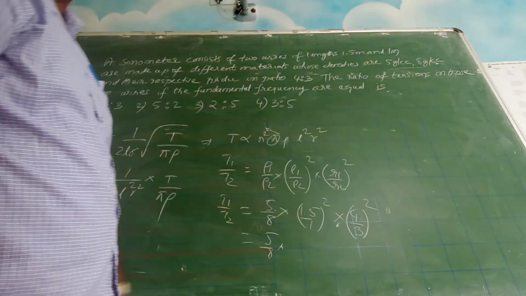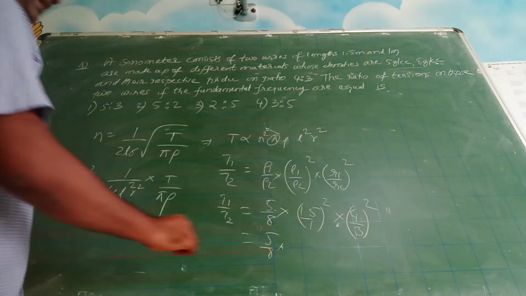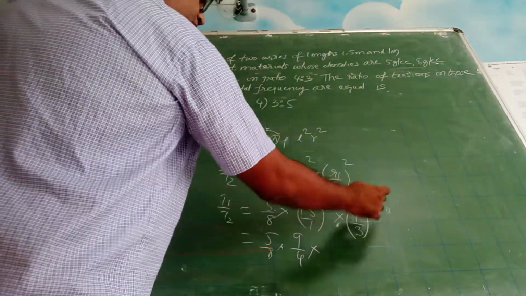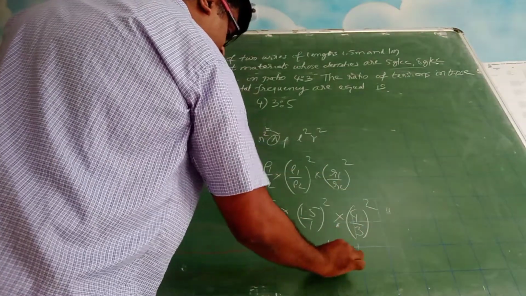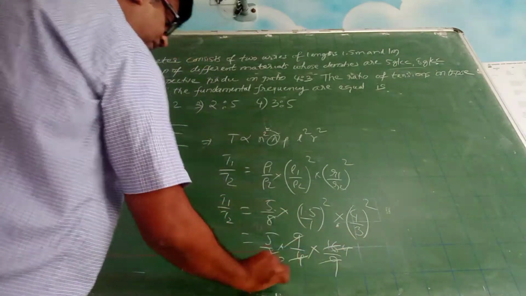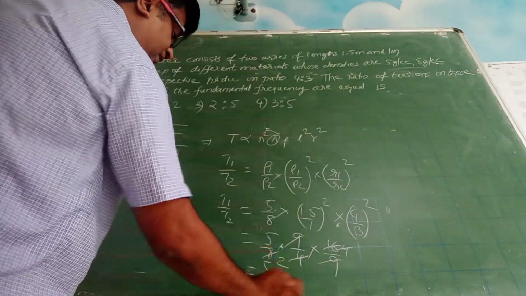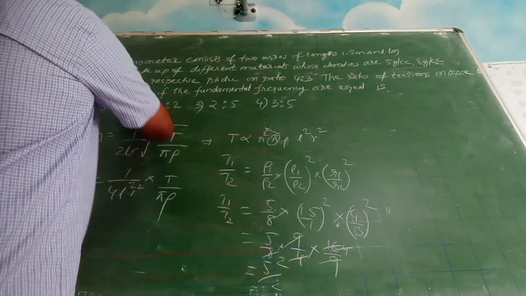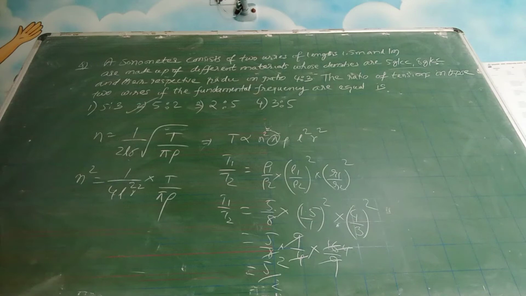Okay. So it is 5 by 8. What is 1.5? It is 3 by 2. So it is 9 by 4 multiplied by 4 by 3 whole square. It is 16 by 9. So 9 cancels. 4 4s cancel, this is 2 times. It is 5 divided by 2, or 5:2. Okay. So T1 by T2 is 5:2. Option 2 is the right answer.